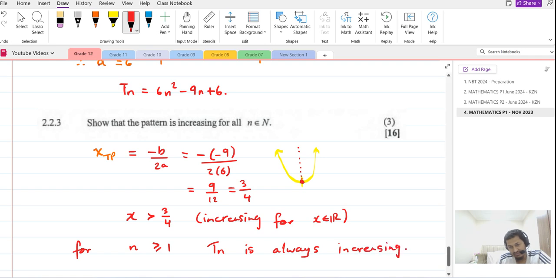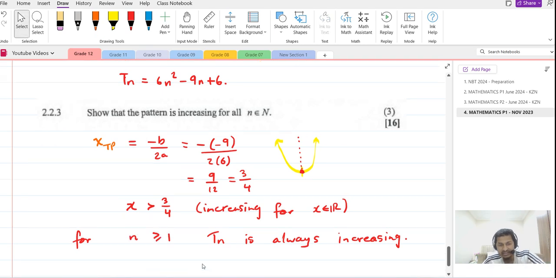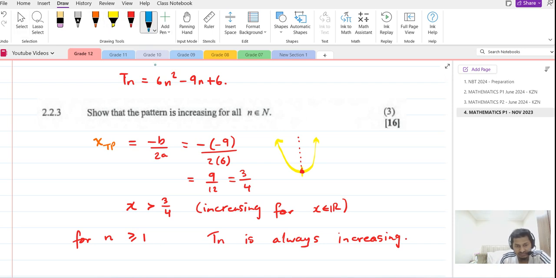Right, so we solve this problem for n greater than or equal to 1, which basically means n is an element of the natural numbers. So you should write: for n greater than or equal to 1, n is an element of natural numbers. Basically we're taking discrete values, meaning counting numbers. Tn is always increasing. So we showed that the pattern is always increasing for n greater than 1.